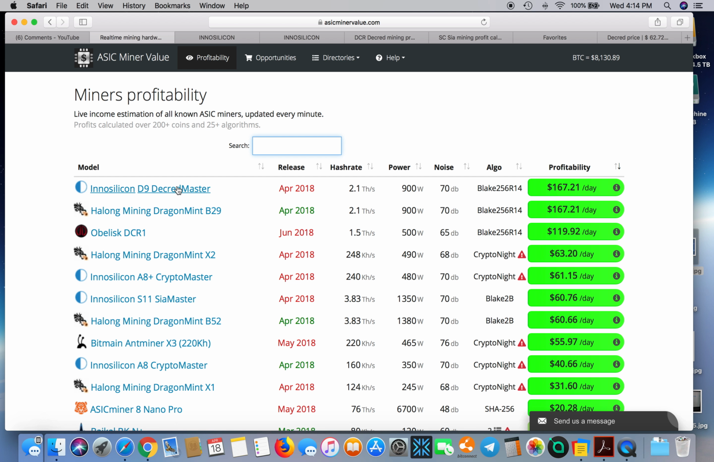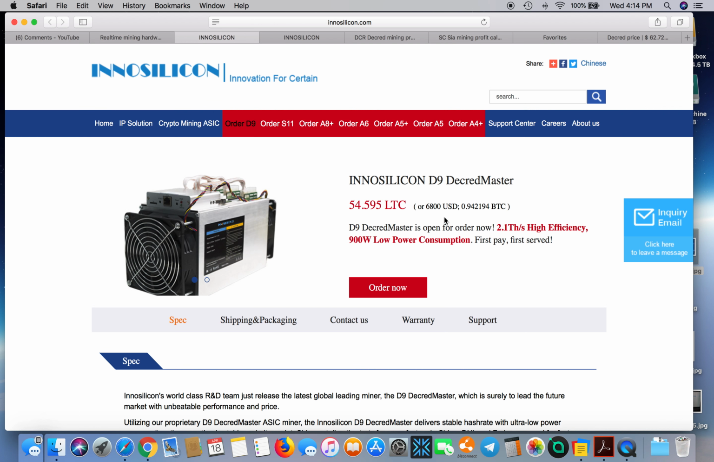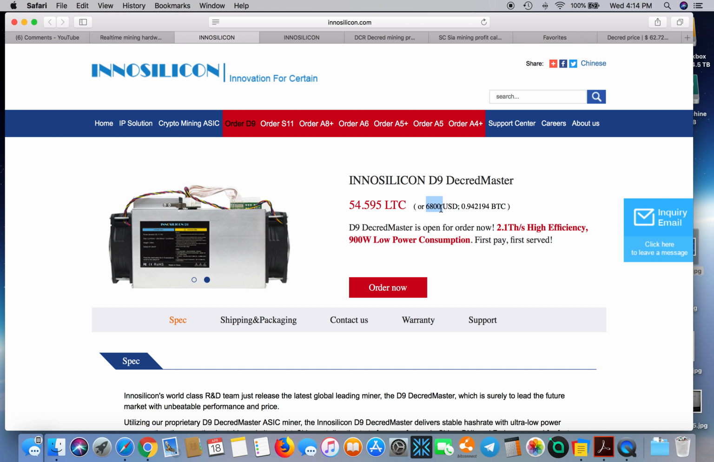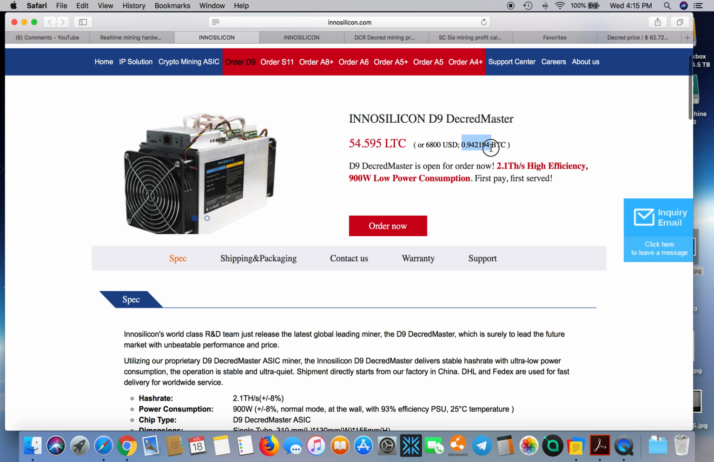So Innosilicon has launched a Decredmaster for mining Decred, and they also launched a Siamaster to mine Siacoin. If you go to the website, they're asking for $6,800 for the Decredmaster, which I think is a good price. And this is where the error comes into play. I don't know where they're getting their conversion rate from, but this is wrong.